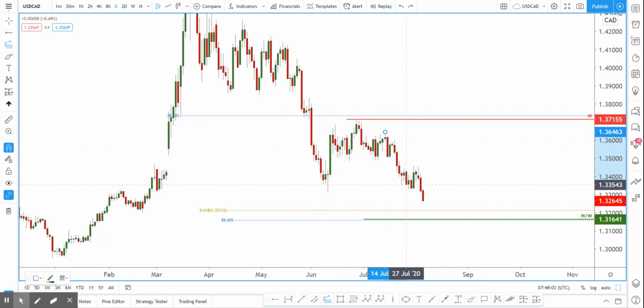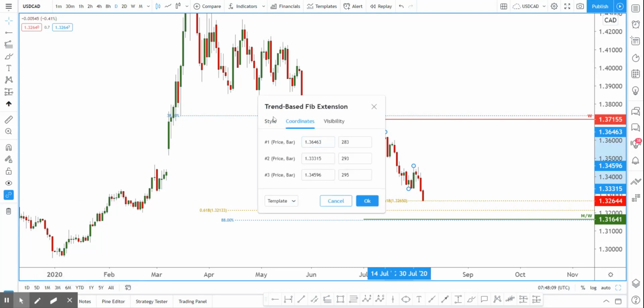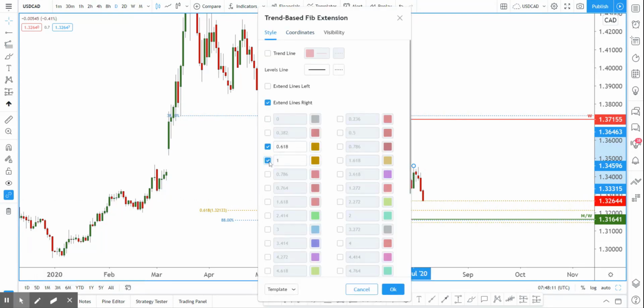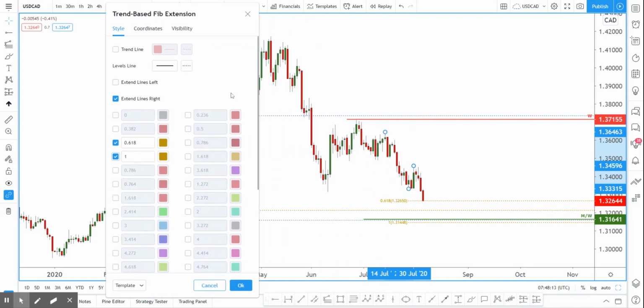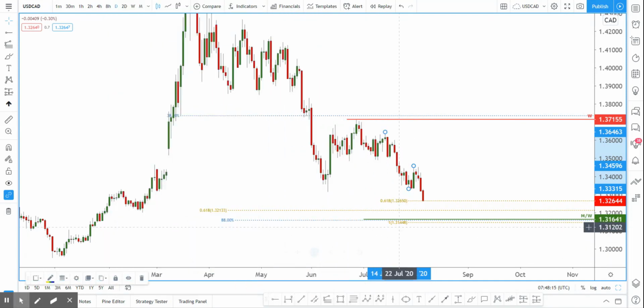Point 1, point 2, point 3, open all Fibonacci. Right now price is on 61.8. Let's open up all the key ratios one time. Okay, now interestingly enough, we see that 100% is also in line with our monthly and weekly support.